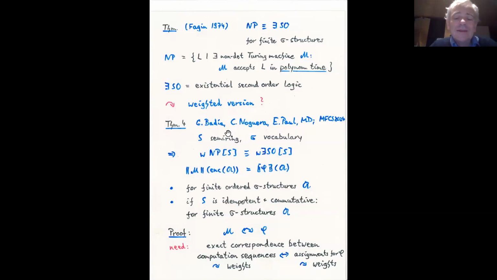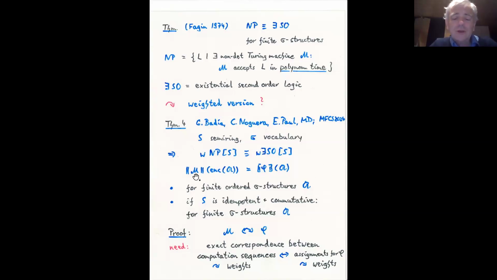So the result is joint work with Guillermo, Carlos Noguera and Eric Paul from Leipzig and myself, and was published this year at MFCS. Let S be a semiring, sigma a vocabulary, then a weighted version of NP over the semiring S, with weights in S, is equivalent to a weighted existential second order logic with weights in S. And equivalence here means that a weighted Turing machine and the weighted sentence give the same values for all ordered structures.